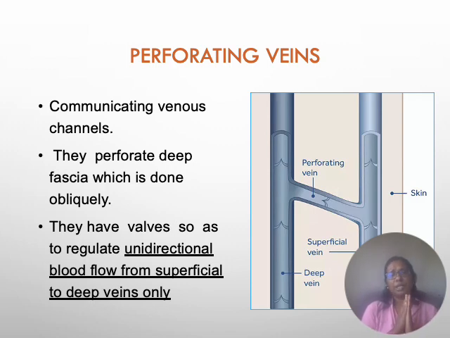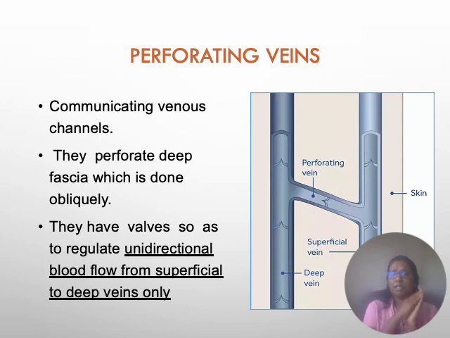They perforate the deep fascia, which is done obliquely. If you look closely at the picture, they are not in a straight line. They are obliquely placed. So why is it significant? Because they are perforating the deep fascia, passing along the intermuscular septae in between muscles, right?